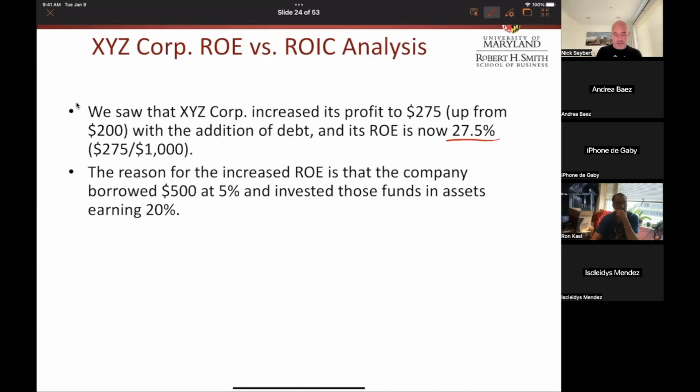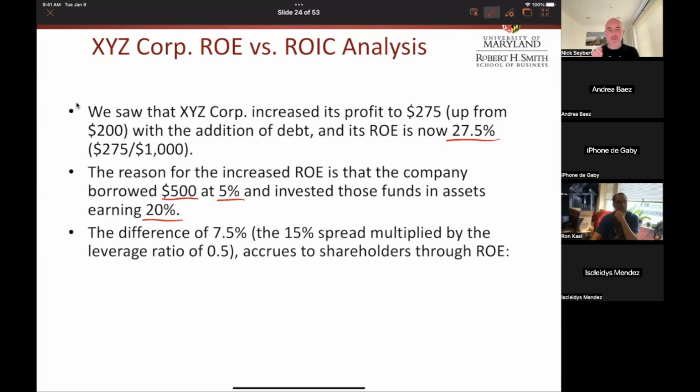The reason for it intuitively is they borrowed $500 at 5% interest, but that $500 was earning them 20%. But why is it not then a 15% difference? The reason it's not a 15% difference is they're only half financed by debt as much as equity. That's where the leverage ratio comes in. So the difference of 7.5% is that 15% spread multiplied by the relative weight of debt to equity.